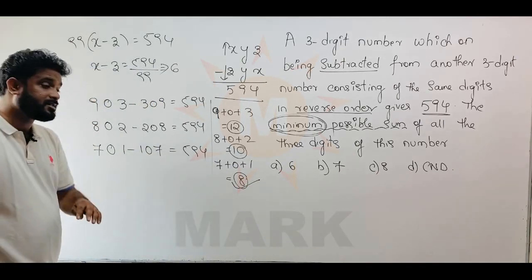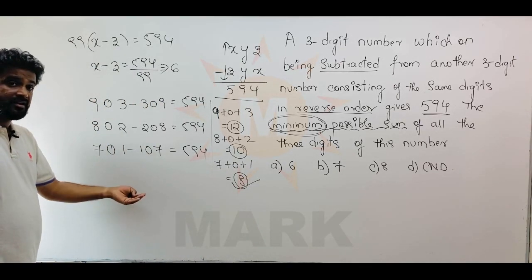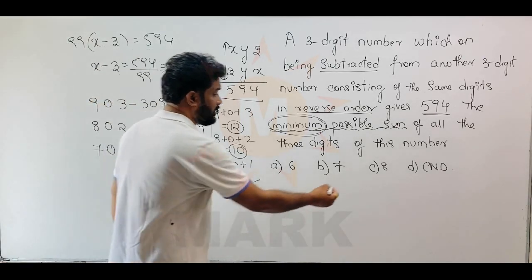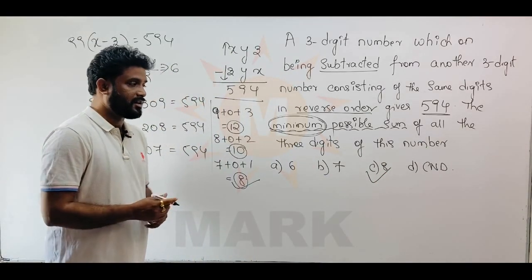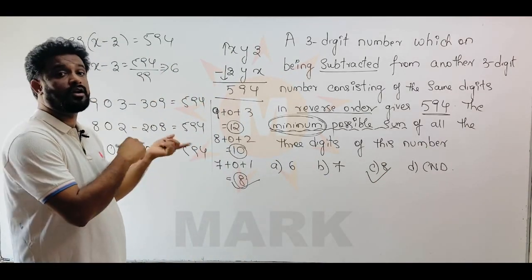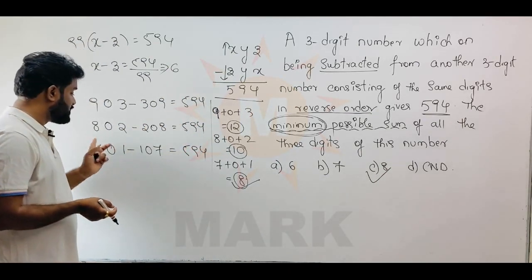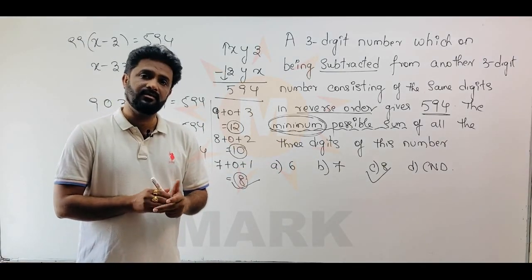So what are the numbers? If the original number is 701, you reverse the digits, you will get 107. 701 minus 107 gives 594. That is option C, that is 8. So 8 is the correct answer for this question. The sum will be 7 plus 0 plus 1, which is equal to 8. So option C, 8, is the answer for this question.